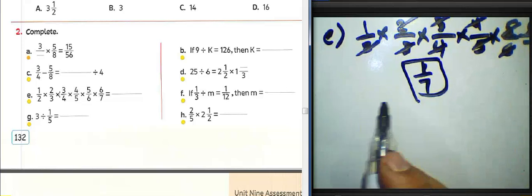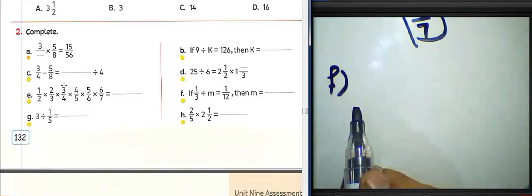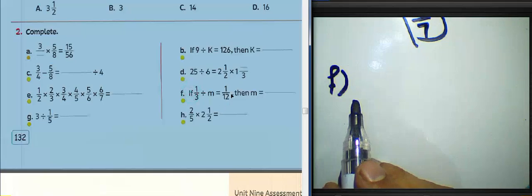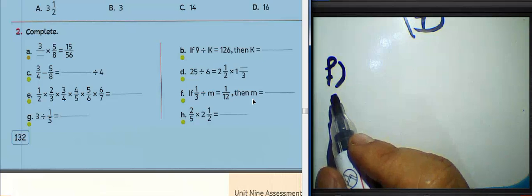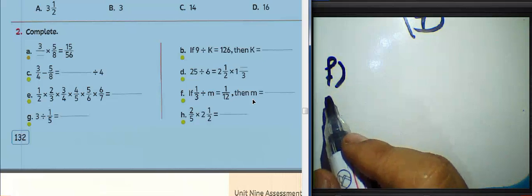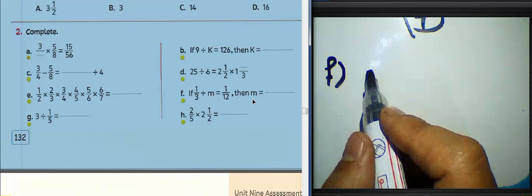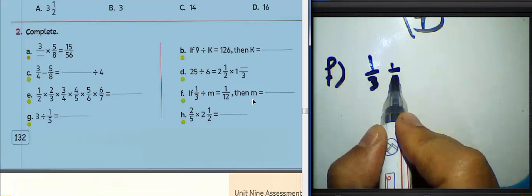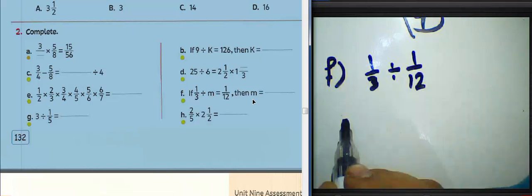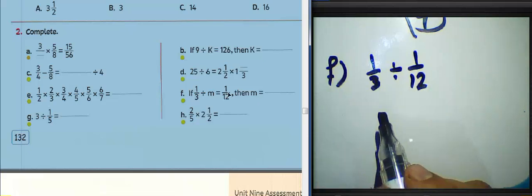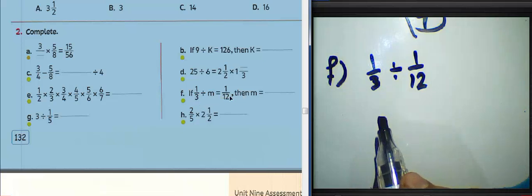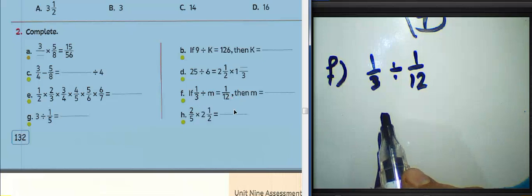Okay, question letter F. If 1 over 3 divided by m equals 1 over 12, then m equals space. What is he asking about here? He asked about the divisor. To find the divisor, we must find the result of 1 over 3 divided by 1 over 12. To find the divisor, you must divide the dividend by the quotient. Okay, divide 1 over 3 by 1 over 12.